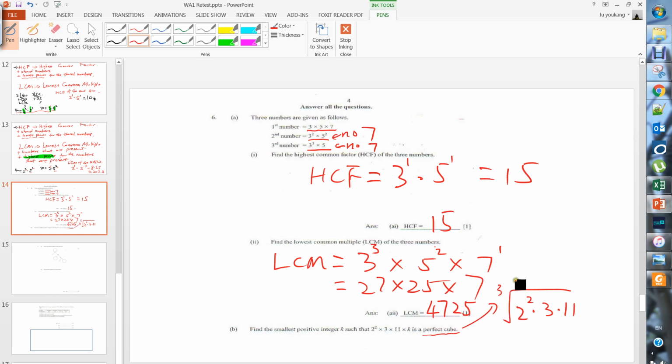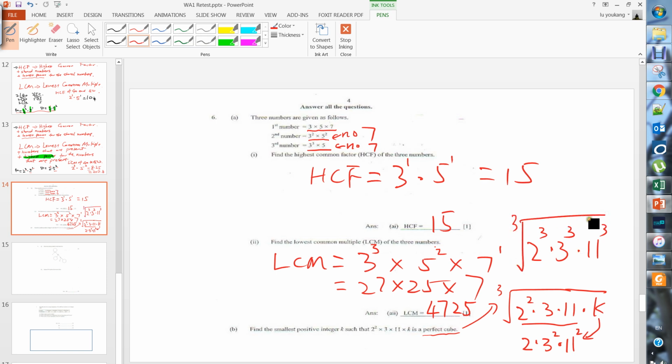In order to cube root this whole thing, your k must contain what? Your k must have a 2, so that it becomes 2 to the power of 3. It must also have two 3s, so that it becomes 3 to the power of 3. And you only have one 11 here, so you need to give it two 11s, so you have 11 to the power of 3. Therefore this can be cube rooted.